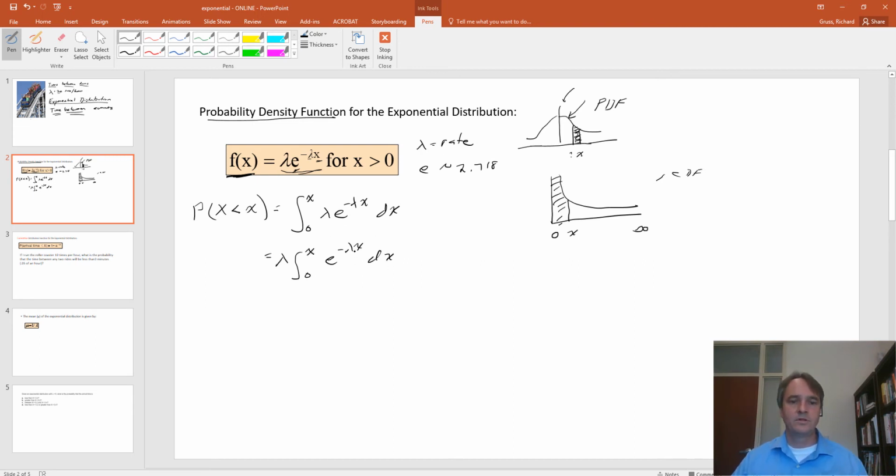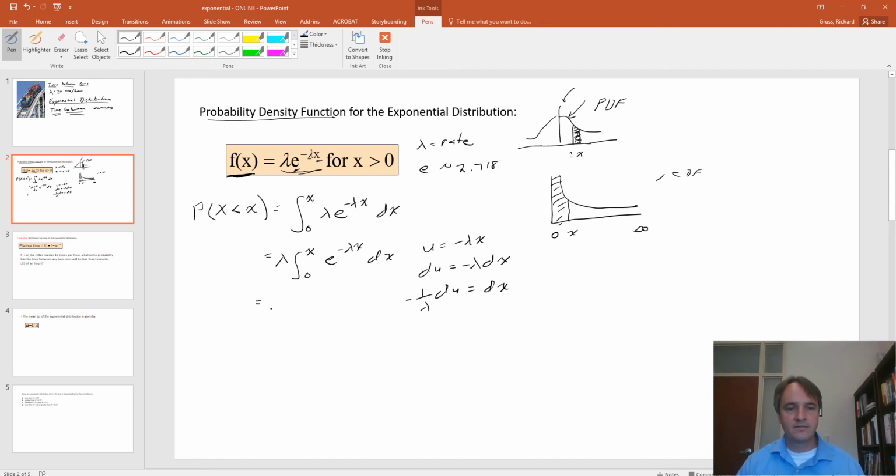Okay, now we'll just do a little bit of simple u substitution. So we'll set u equal to minus lambda x. So du is going to be equal to minus lambda dx. So negative 1 over lambda du is going to be the same as dx. Okay, so now we can substitute u and du in here with the appropriate adjustment.